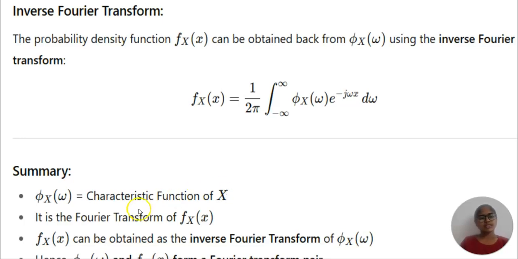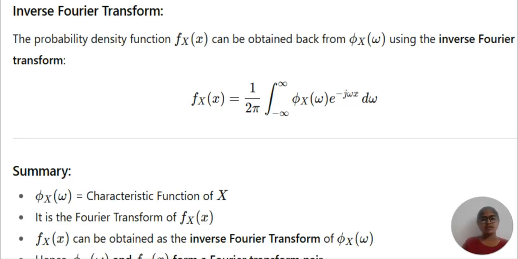Inverse Fourier transform: the probability density function fx of x can be obtained back from phi x of omega using the inverse Fourier transform. Here the inverse Fourier transform formula is fx of x equals 1 by 2 pi integral minus infinity to infinity phi x of omega into e power minus j omega x d omega.